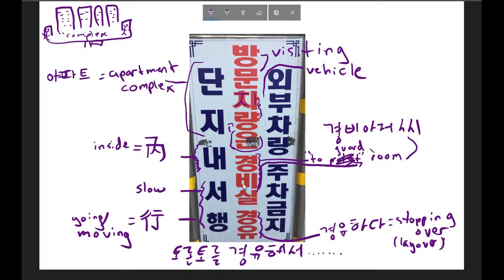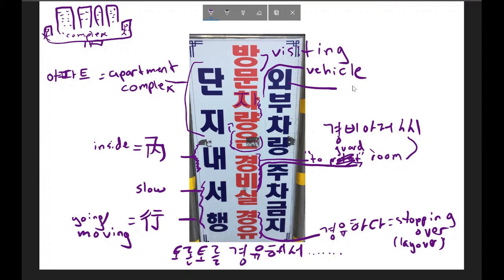So what this whole line here is saying is, okay, well, the visiting vehicles should stop over or check in at the guard room, or whatever you want to call it, wherever these 경비 아저씨 people are hanging out. Now, this line here is actually the 100% complete opposite of this one here.